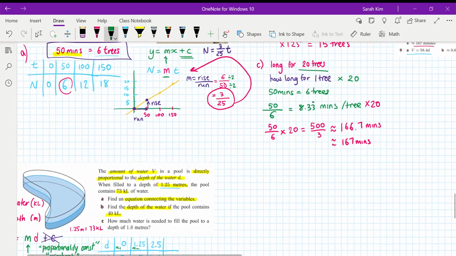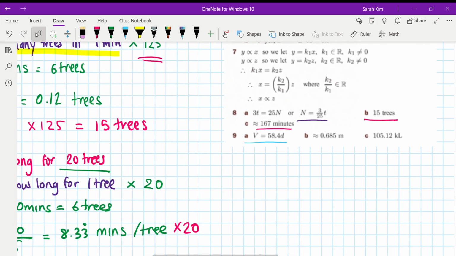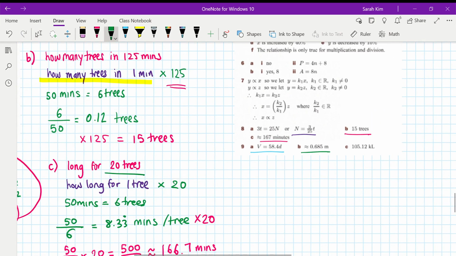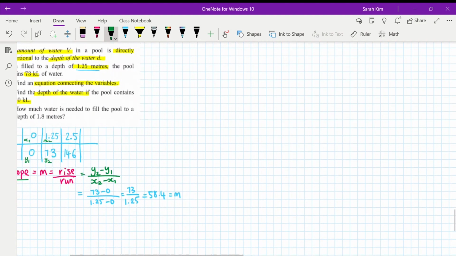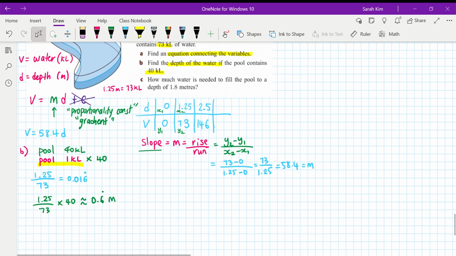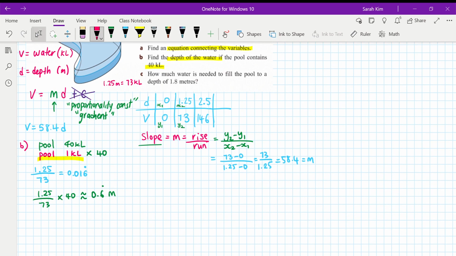So let's have a look at the answers to double check that that is right. So 0.685 meters, which is approximately the same. We've got about 0.6 recurring, which, if you round it up, is 0.67. Okay, let's do the next one.